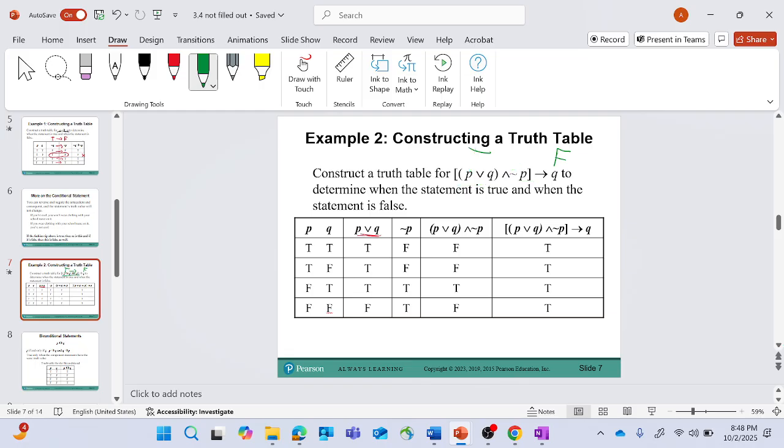Which one? This one right here or this one? Do you get how we got this one right here? Yeah, but do you get this one though? Yeah. Okay, so let's erase this and we'll figure it out.